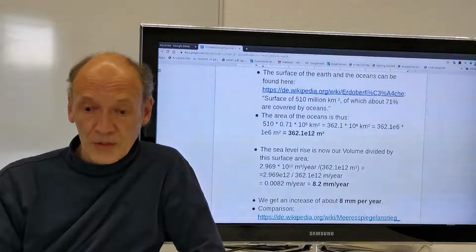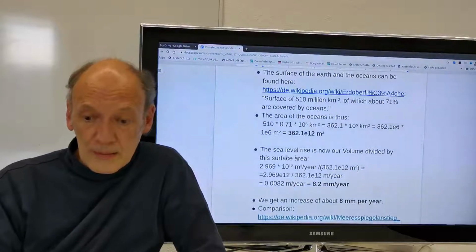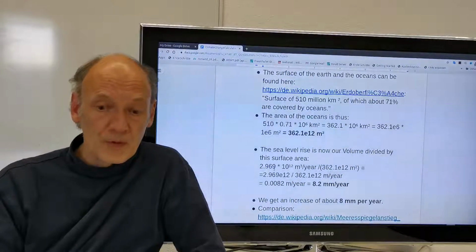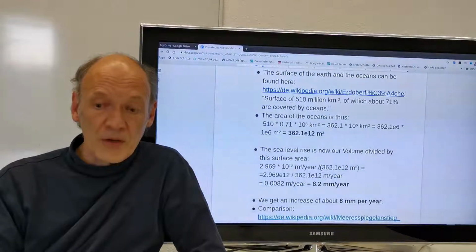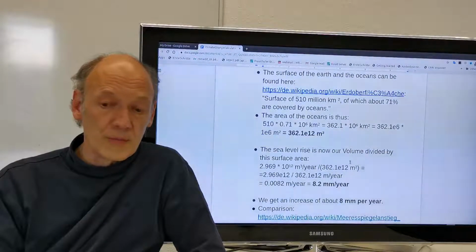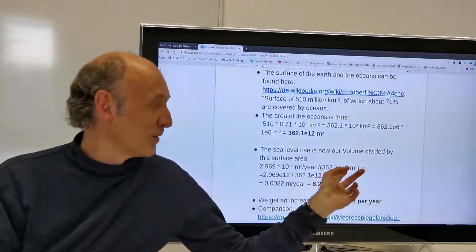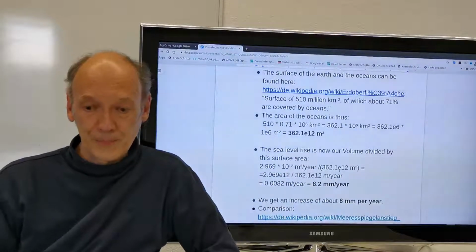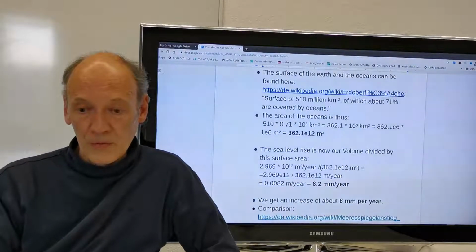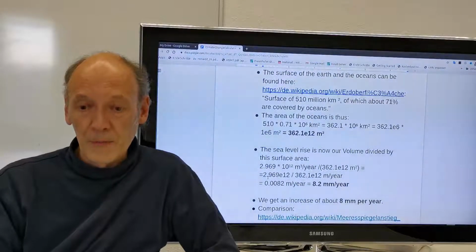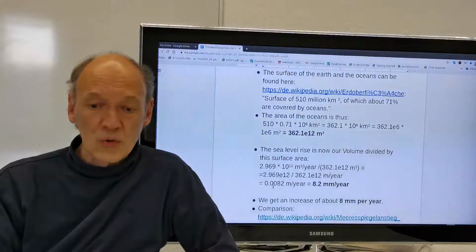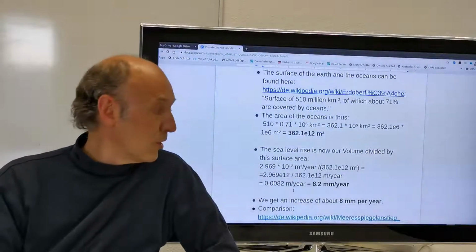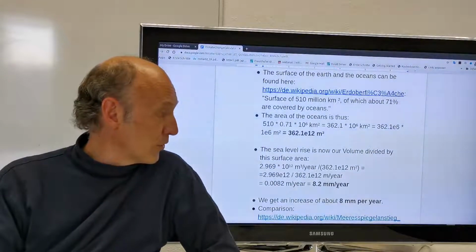So now we can plug it into our formula. So we have our volume here in cubic meters, and we divide by the area of the oceans. Again, this shows the advantage of this exponential notation. We can easily represent immensely large numbers. Here those large numbers cancel to a good part, 10 to the 12 and 10 to the 12. So what's left is then 0.0082 meters per year, or 8.2 millimeters per year.